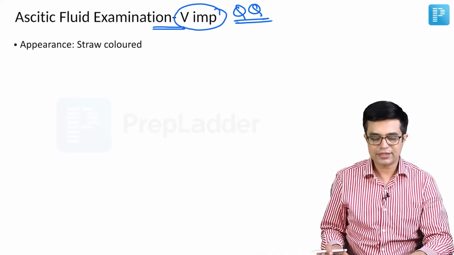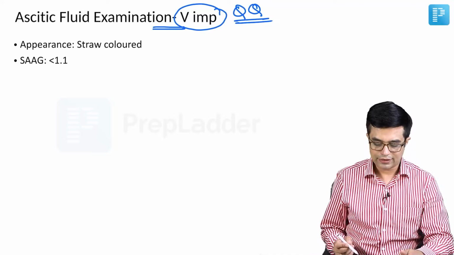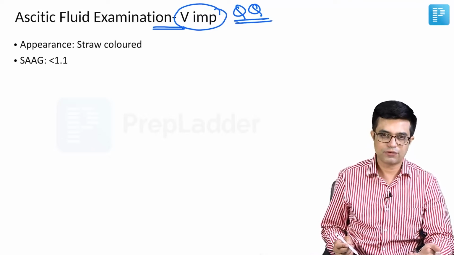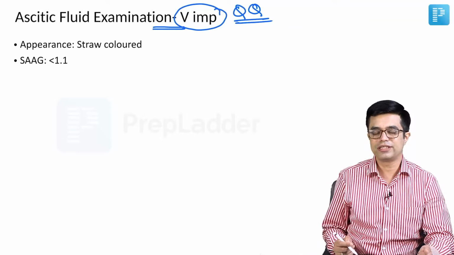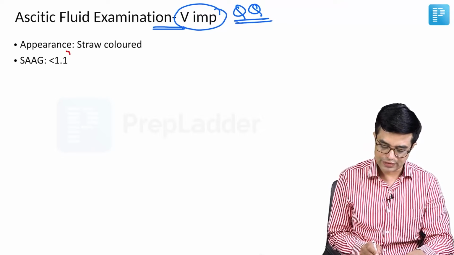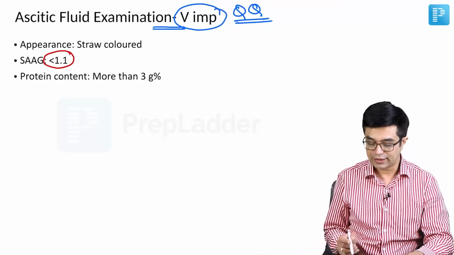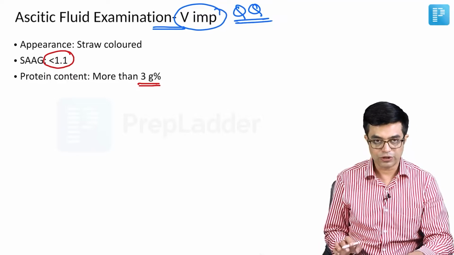First is the appearance. It will be a straw colored fluid. Second, it is a low SAG. SAG stands for serum ascitic albumin gradient. So it is a type of exudative fluid with the serum ascitic albumin gradient less than 1.1. Then the protein content will be on the higher side. There will be more than 3 gram% of proteins.